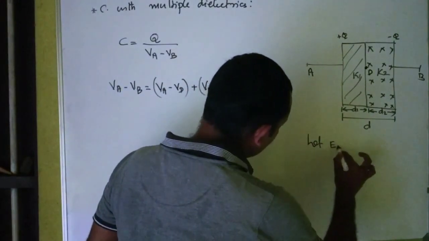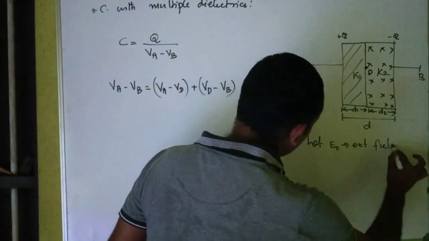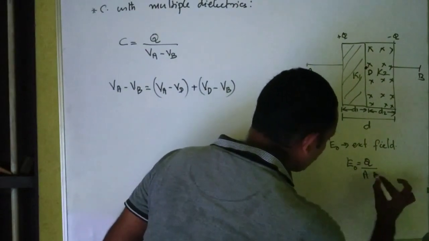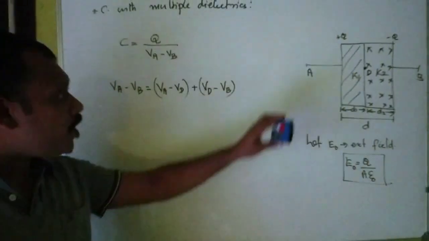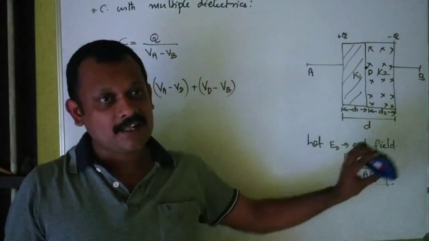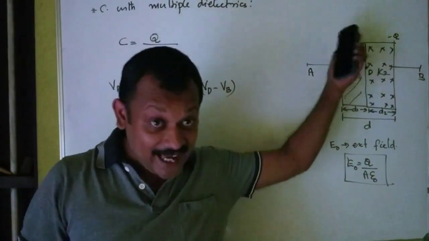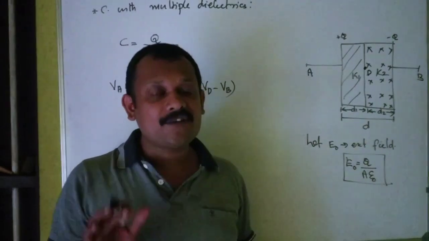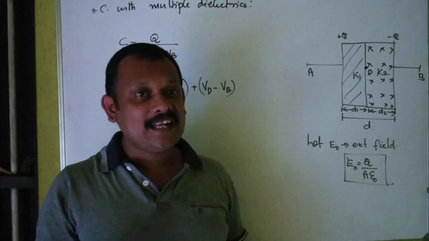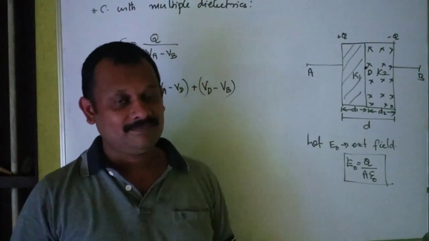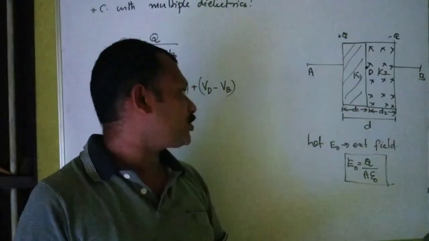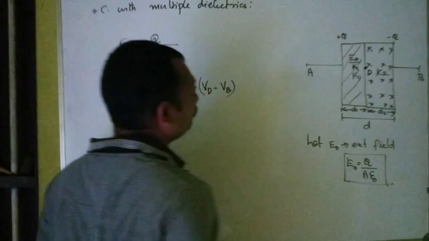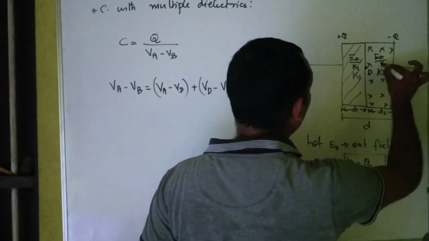Let E0 be the external field. Then, just like we wrote earlier, E0 should be Q divided by A epsilon 0. What is E0? E0 would have been the field between the plates of the parallel plate capacitor if dielectrics were not present. If dielectrics were absent, then E0 would have been the field between the plates. Now what will be the field between these plates? It has a dielectric K1, so this is E0 divided by K1, and this is E0 divided by K2.